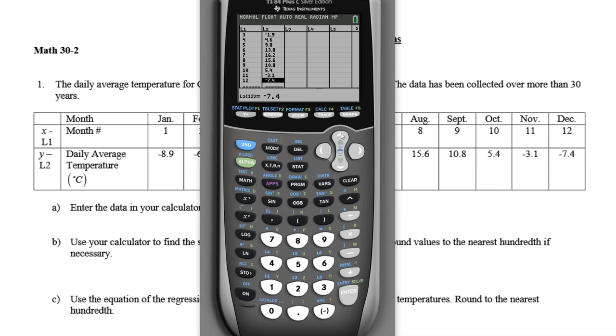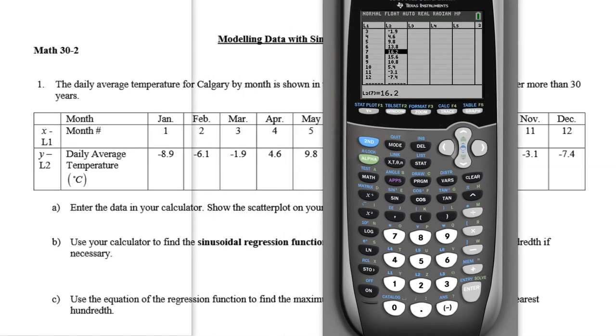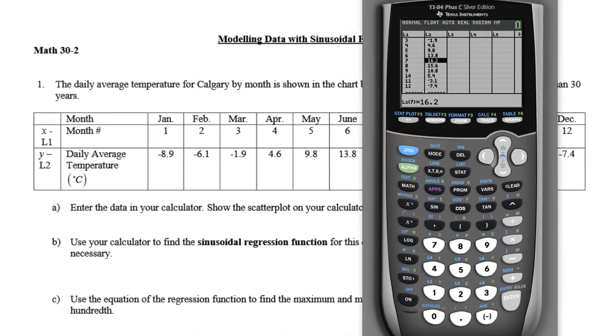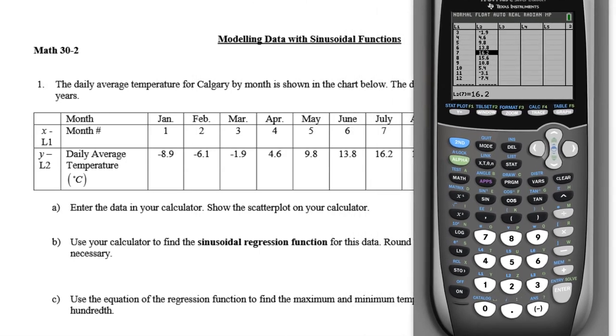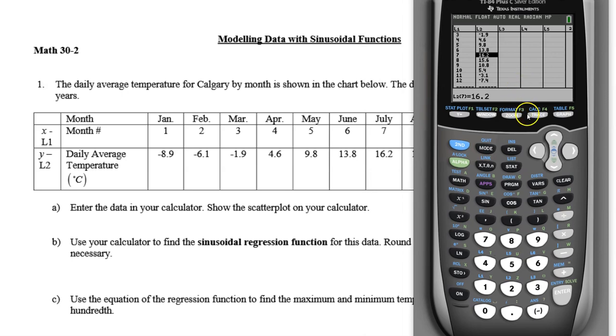So as I go up, and I'm just going to verify these, negative 3.1, negative 5.4. And what I do is I look down here, positive 5.4, 10.8, 15.6, 16.2. So I'm just going to drag that over a bit so we can see the rest. Okay, 16.2 is good, 13.8, 9.8, 4.6, negative 1.9. All right, so this is all good.